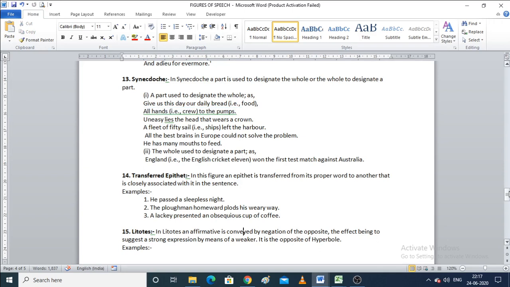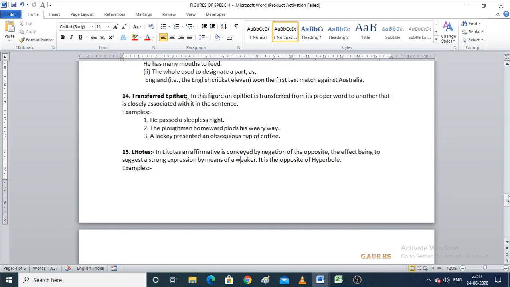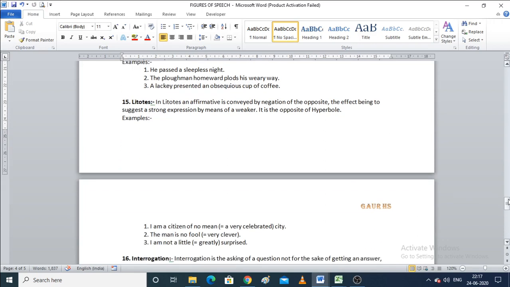Now, litotes. What is litotes? In litotes, an affirmative is conveyed by the negation of the opposite, the effect being to suggest a strong expression by means of a weaker. It is the opposite of hyperbole. Now, when a simple sentence is conveyed in a negative sentence, this would be more clear with an example.